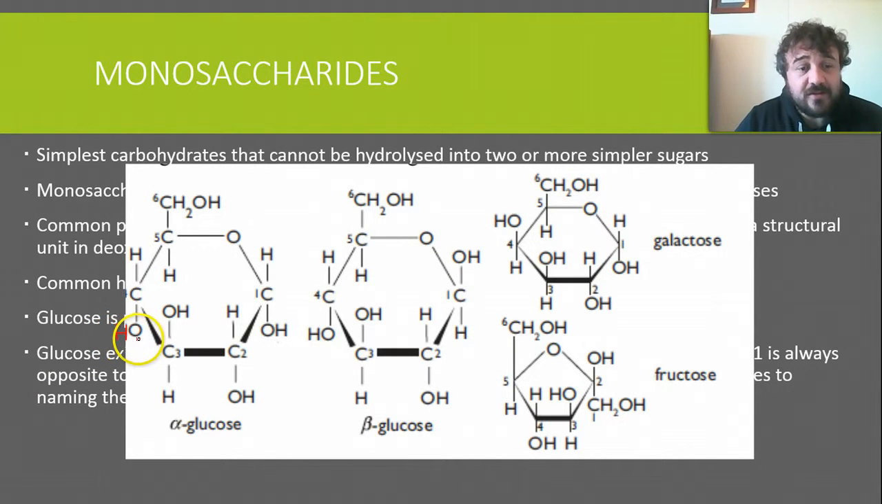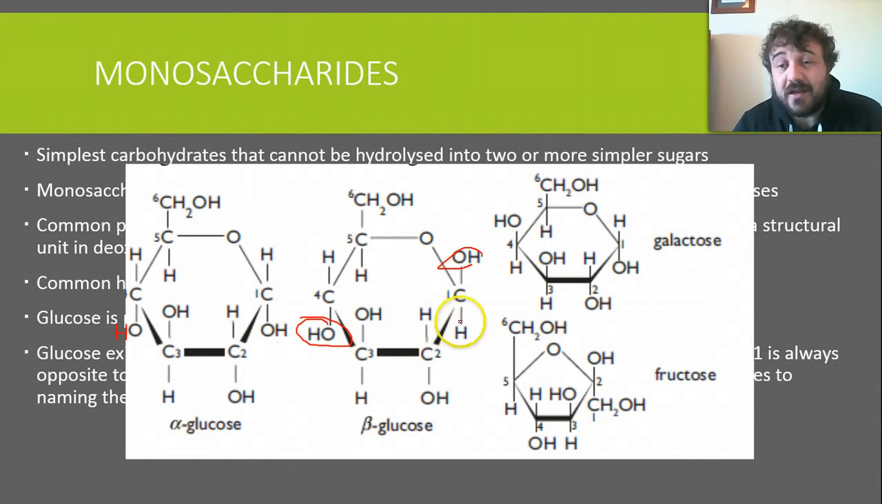That's an H there as well. So we've got an H there at the same time. That's alpha. And on beta, they are on opposite sides. And this makes a difference when we start talking about our polymers, but we'll get to that in a minute.